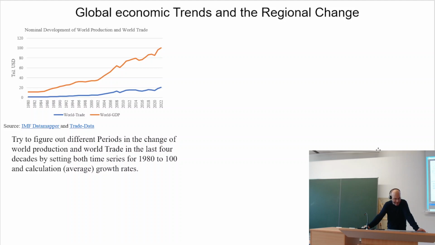And for this, I brought you the data for economic growth of the world. So the orange line here, this is world GDP. And this is world trade data. And you see, this is just the nominal development in trillion euros.